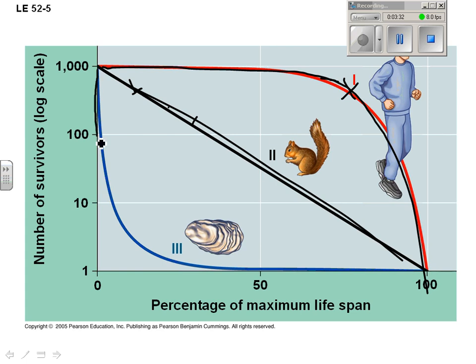Something like an oyster, you get a curve like this, where very few organisms live a very long time. Very few live to the maximum lifespan. Most die very quickly. And again, it's helpful to think of other organisms that have this kind of survivorship curve.